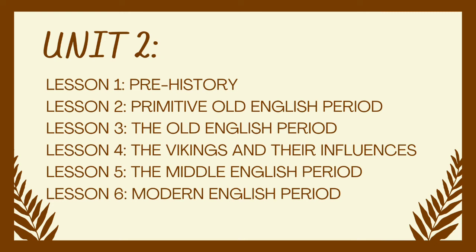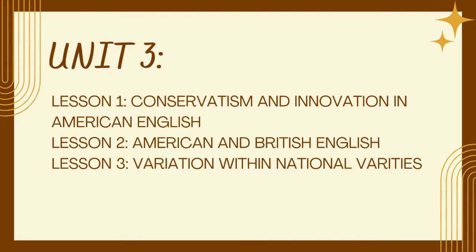And that wraps up, guys, our Unit 2 discussion. To continue, Unit 3 consists of 3 lessons. To start off, Lesson 1, conservatism and innovation in American English. Some of the aspects of Old English which were conserved in American English are the pronunciation of R, where it is spelled in a word.